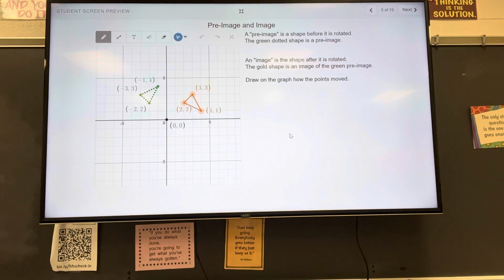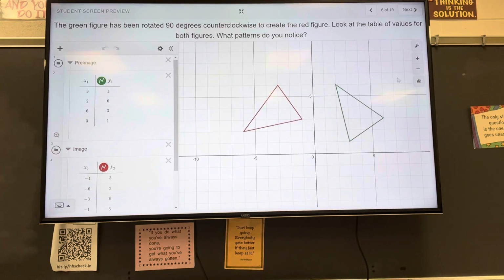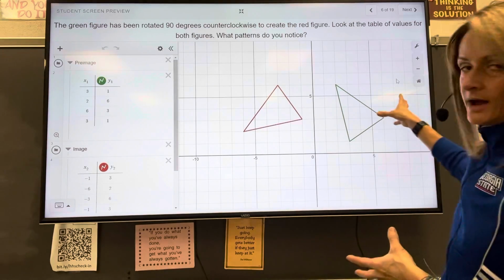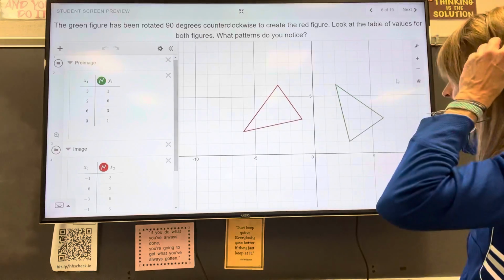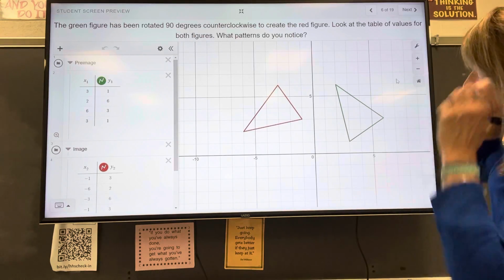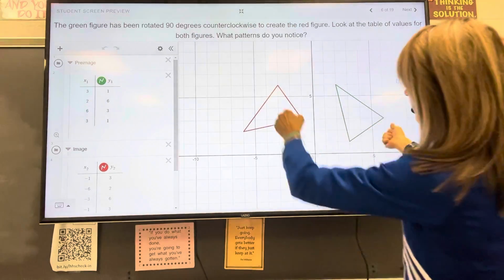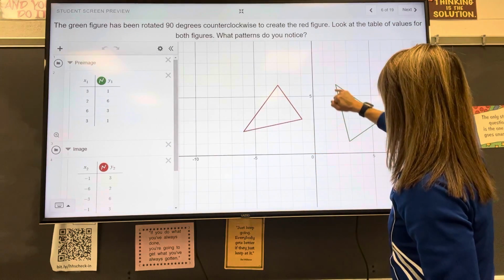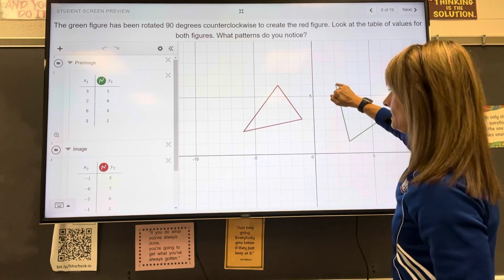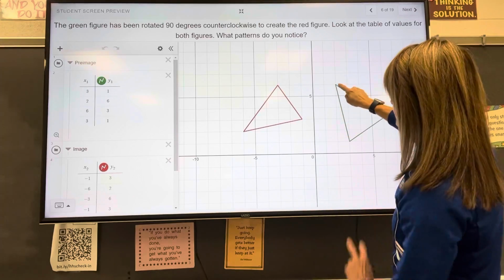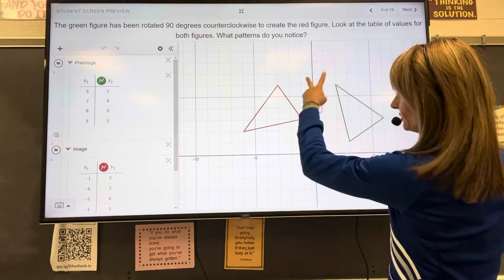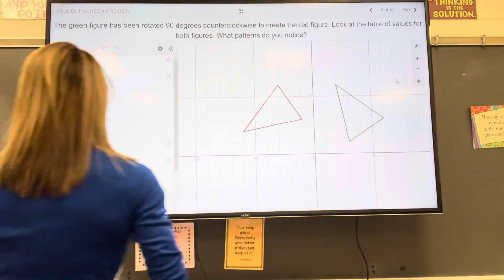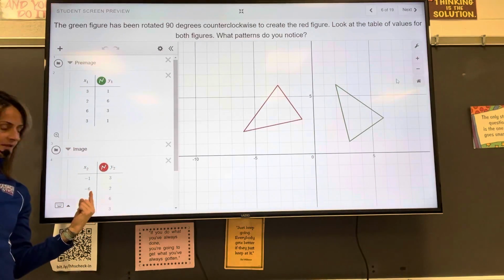So let's go ahead and move to slide number 6. And take a look here. The green figure has been rotated 90 degrees counterclockwise. So now we're going to the left to create the red figure. Look at the table of values for both figures. So notice this point right here is at 2, 6. Okay, it has been rotated. The 6 and the 2 change location, so they're going to flip. So now notice down here we have a 6, 2, except for the 6 is negative.